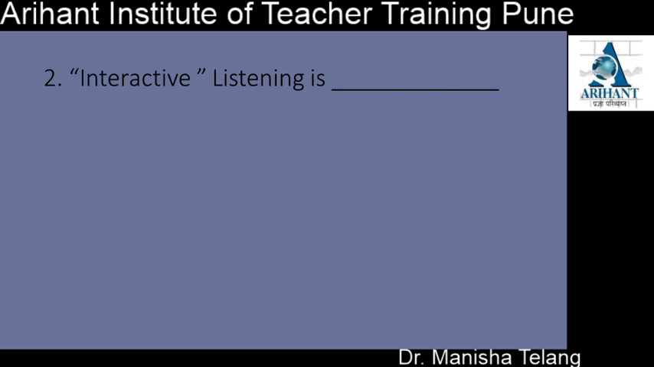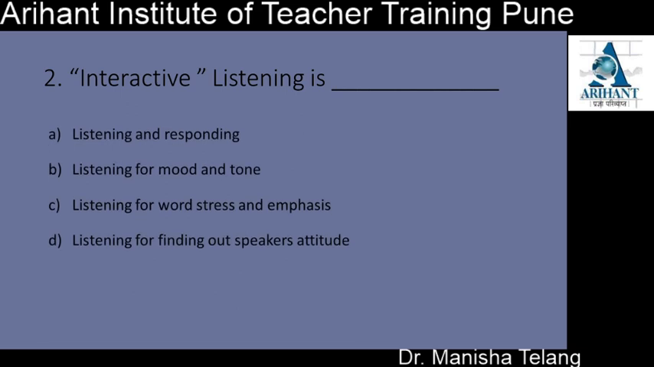Interactive listening is, and the options are: option A, listening and responding. Option B, listening for mood and tone. Option C, listening for words, stress and emphasis. Option D, listening for finding out speaker's attitude. And the correct option is option A, that is interactive listening is listening and responding.